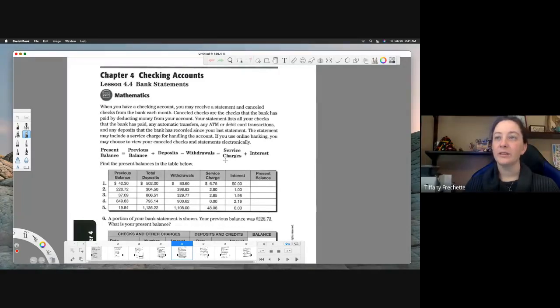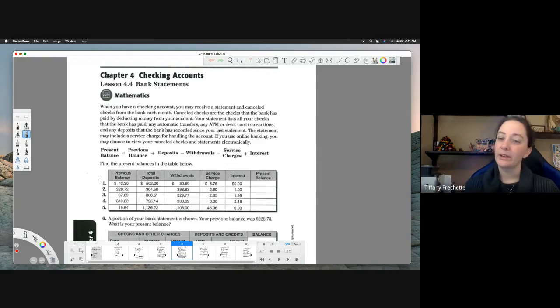Hello, we are on Chapter 4 for Business Math, which is called Checking Accounts. This is Lesson 4.4, Bank Statements. So we've been going through kind of the banking process for this chapter. We started with deposits, then we went to writing checks. We just went to check registries, which is about keeping track of all the checks that you write and what your balance will be. So now we're going to take a look at bank statements.